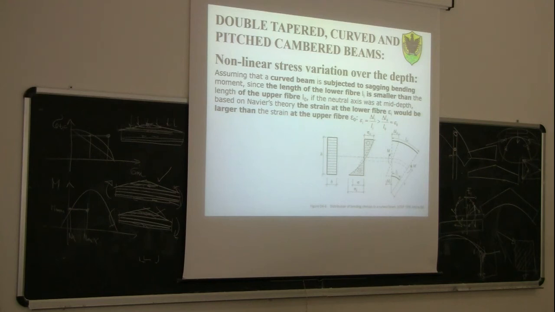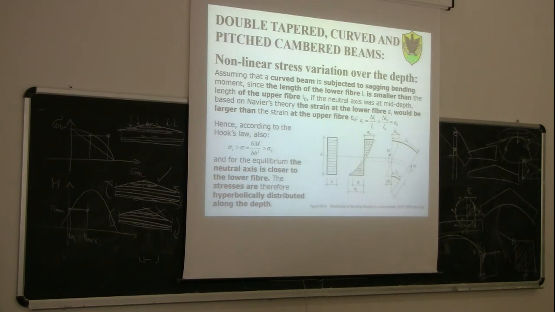So we started from the principle of the conservation of the plane section, which is the basis of the Navier formula. In a prismatic beam, this means that epsilon is linear, and also sigma is linear. In a curved beam, this means that epsilon is not linear, and also sigma becomes non-linear. In particular, in this case, we will find out that the stresses are hyperbolically distributed along the depth. So we have a distribution like this.